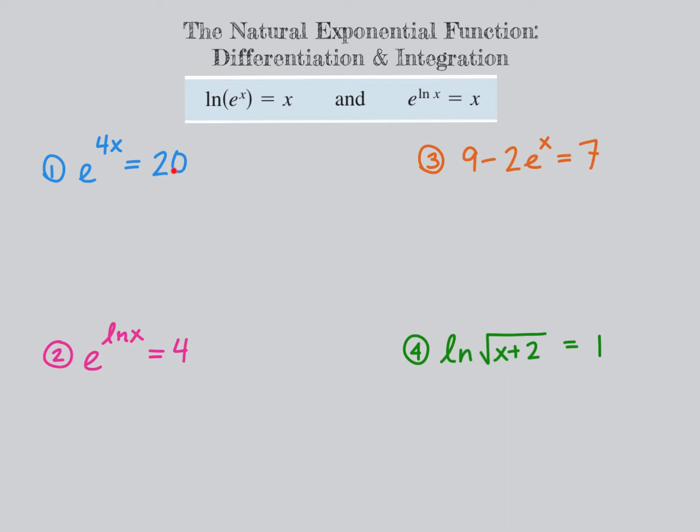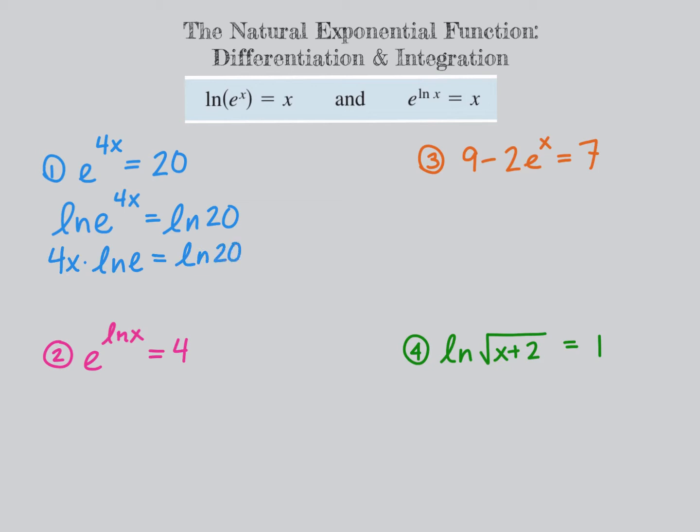While we could make a good guess about what this is, maybe it's approximately 1 point something, because e is between 2 and 3, we will not know the exact answer unless we take the natural log of both sides. Now, why do we take the natural log of both sides? Well, for starters, we have that property that says we can bring this exponent out front. So this is really 4x times the natural log of e equals the natural log of 20.